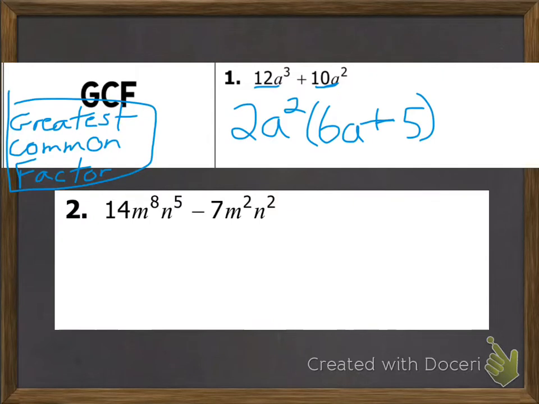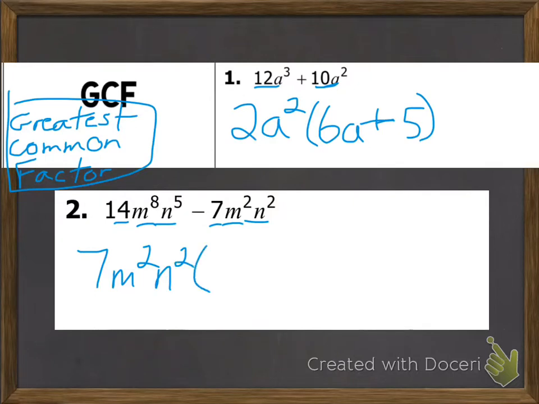Now let's look at the second one right here. We've got more to look at right here. But looking at the numbers first, automatically I can take out a positive 7. Now looking at the m's, the first term has 8 m's and the second one has 2 m's. So the largest number of m's I can take out is 2. So we're going to take out m squared. Now looking at the n's, the first one has 5 n's and the second term has 2 n's. So the most number of n's that I can take out will also be 2.